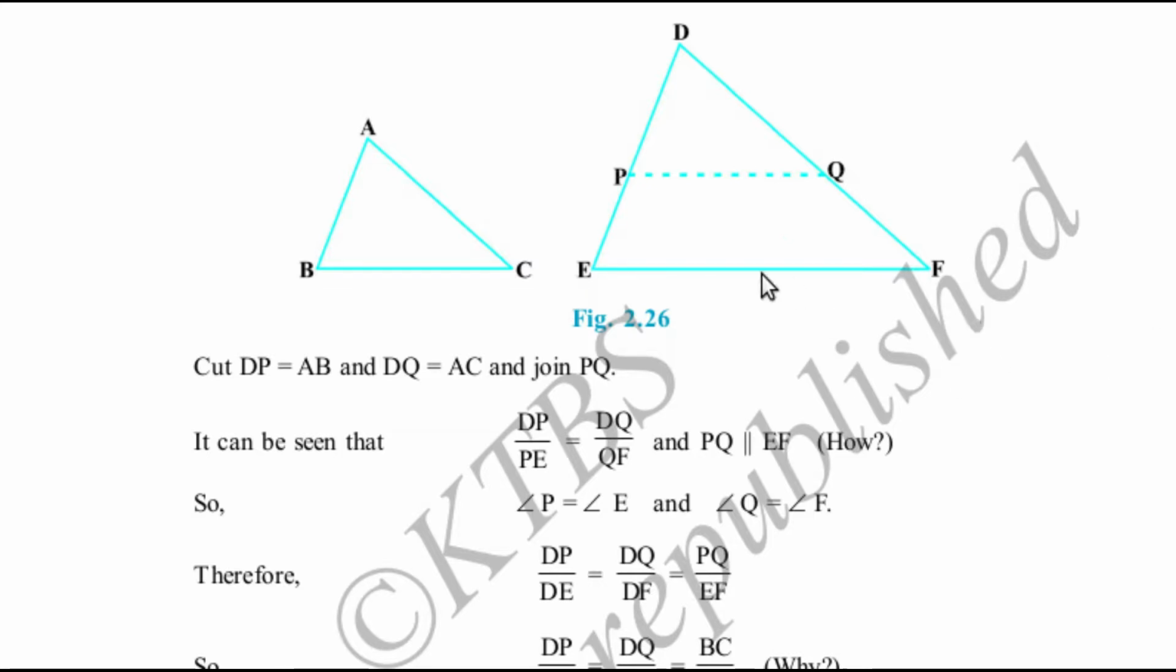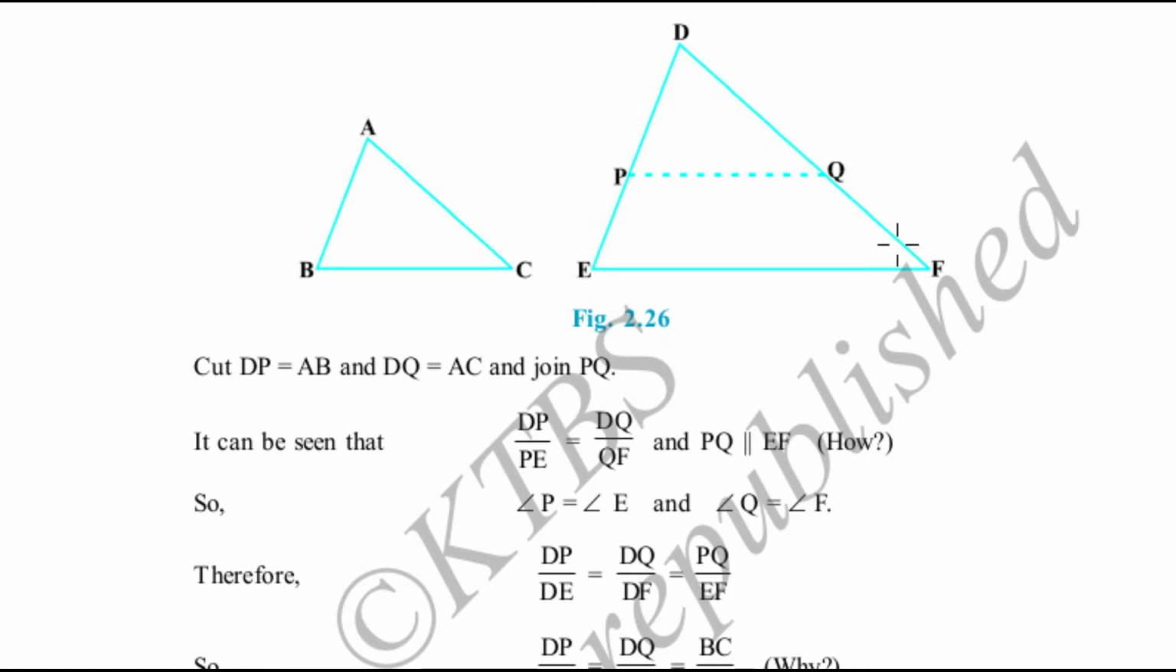Why? Because angle B is equal to angle P and angle C is equal to angle Q, and angle P is equal to angle E and angle Q is equal to angle F. If these two angles are equal, then the lines are parallel to each other. If we draw two parallel lines and an intersecting line, then the angles between the intersecting line and the parallel lines are equal. This angle and this angle must be equal. That is what we are following here. So angle P is equal to angle E and angle Q is equal to angle F.